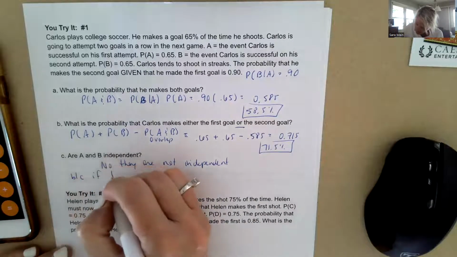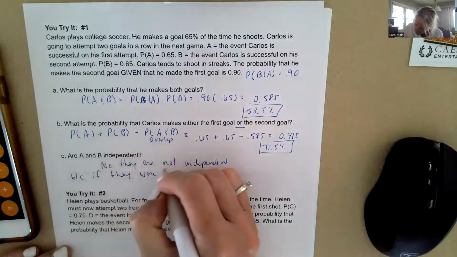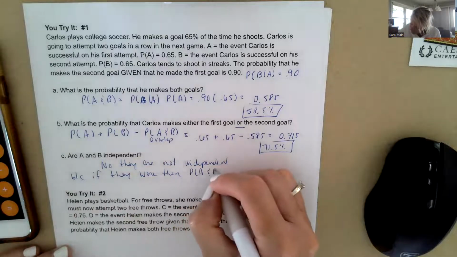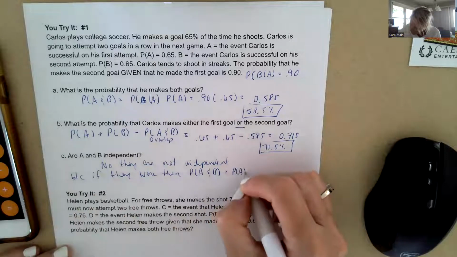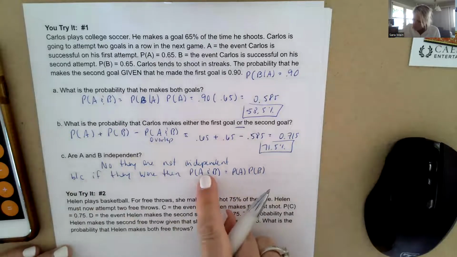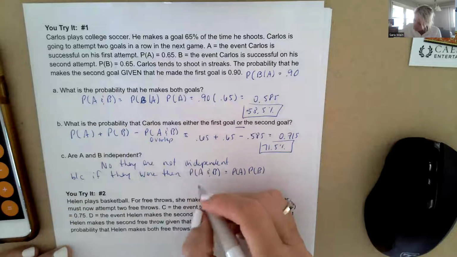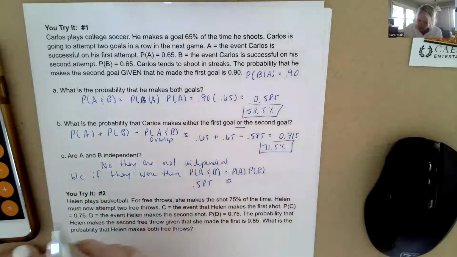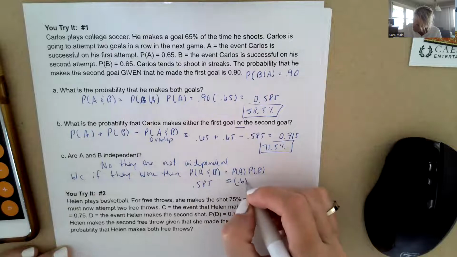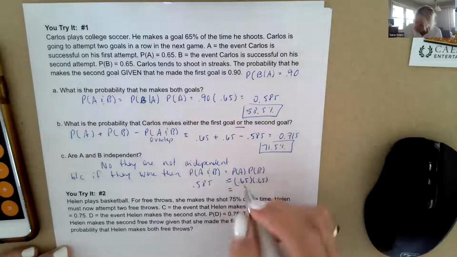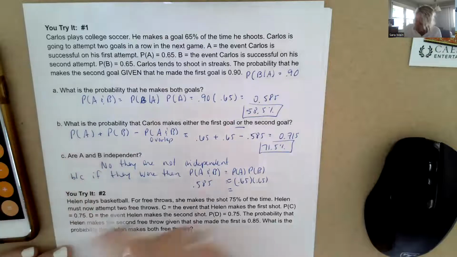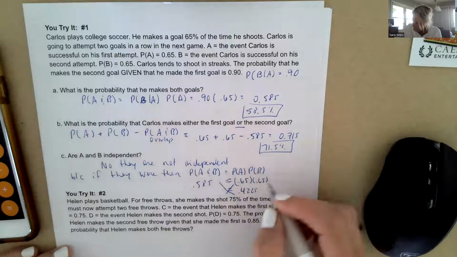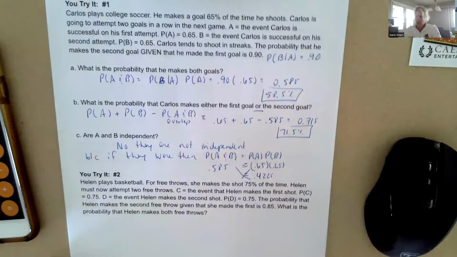Because if they were, then the probability of A and B would be equal to the probability of A times the probability of B. But we know the probability of A and B is 0.585, and the probability of A times B would be 0.65 times 0.65, which equals 0.4225. And these two do not equal each other. So they're not.